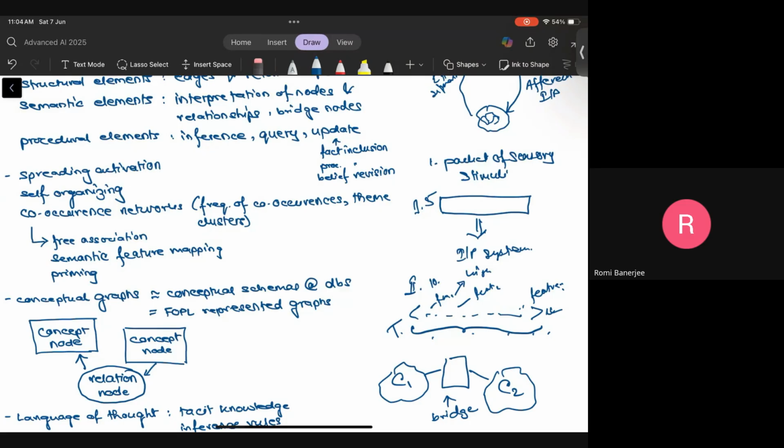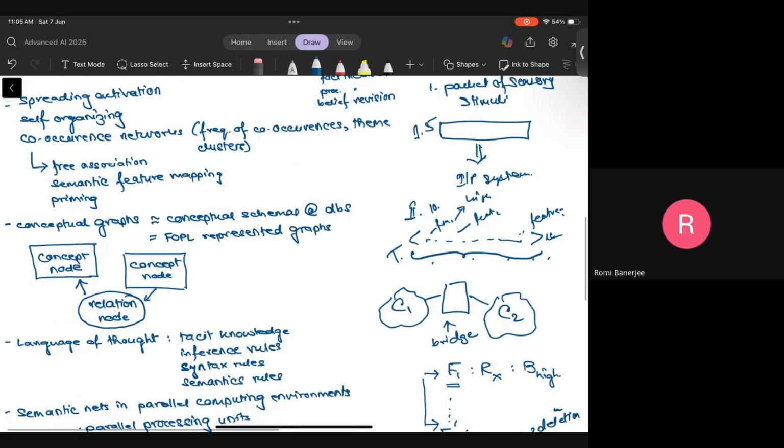Okay. So after that, we have something called conceptual graphs. Conceptual graphs are by Sowa, a researcher who talks about connecting concepts with relationships. And this is entirely just a kind of semantic network. Okay, so we have conceptual graphs.